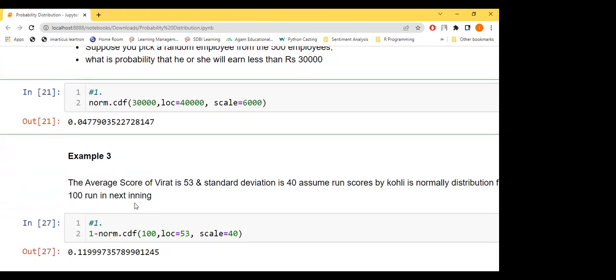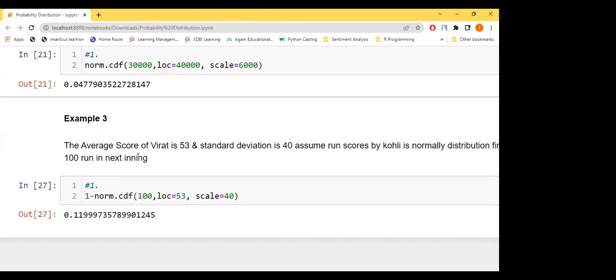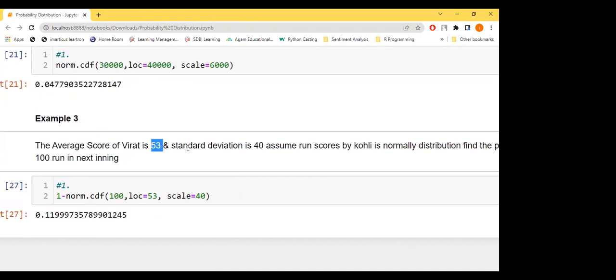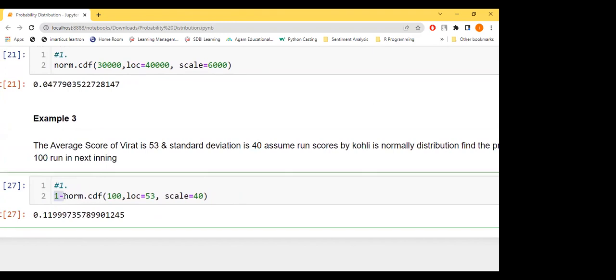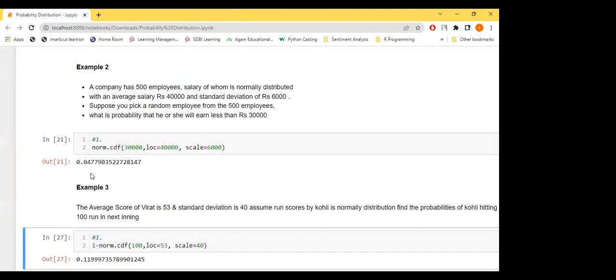Then we have another normal example. Average score 53, deviation 14, and we have to find more than 100. It is more than 100, so we do 1 minus. Clear, guys? Easy.